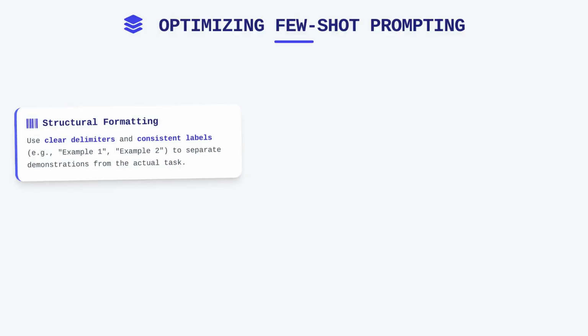The actual formatting of your input-output pairs is as important as the quantity of examples provided to the system. To minimize confusion, you should use clear delimiters or consistent labels to separate your examples from the actual task you want the model to perform. For instance, labeling your demonstrations as Example 1 and Example 2, followed by a final input section, creates a clear structural hierarchy that tells the model exactly where the pattern ends and the new challenge begins.